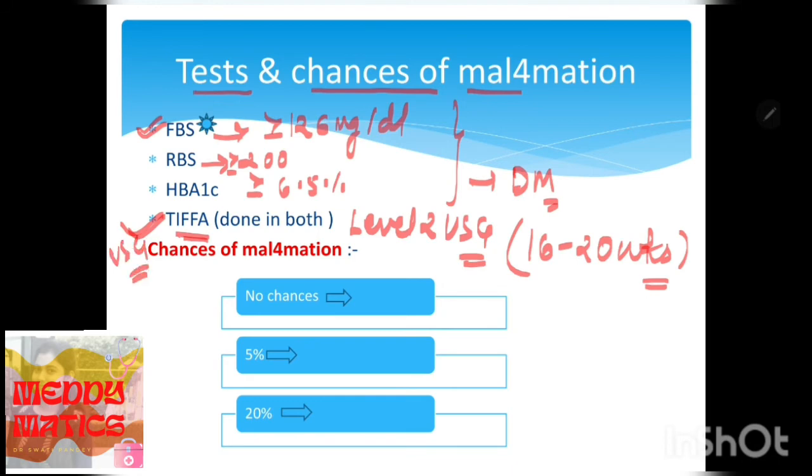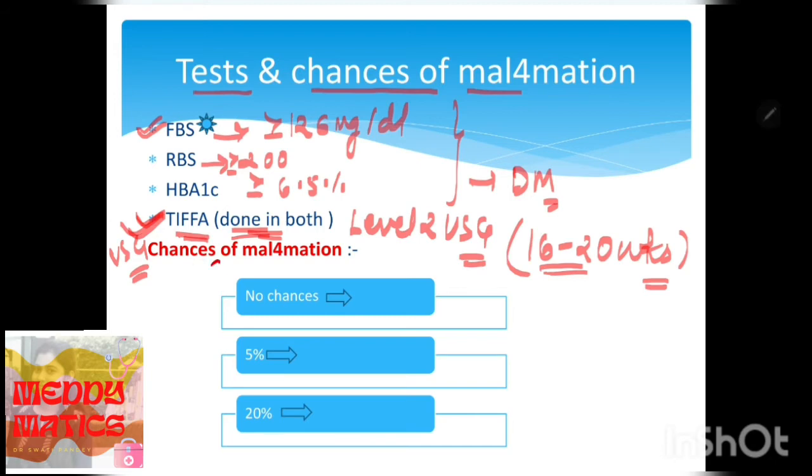If the female demands that she can only go for one USG in the entire pregnancy, ask her to do the USG at 16 to 20 weeks. Okay, and this is done in both. In both means in overt diabetes and gestational diabetes, in both.